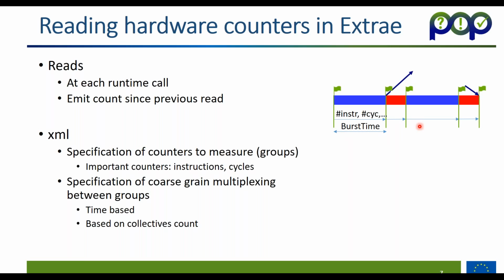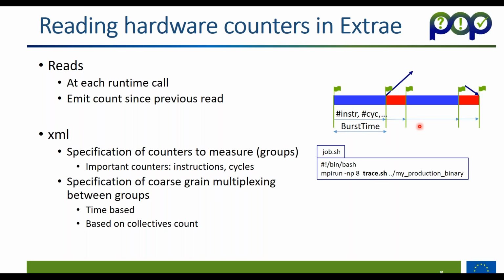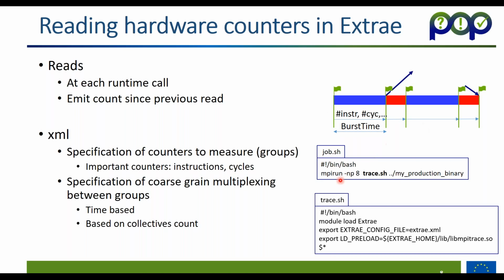The specific hardware counters that are read are controlled by an XML file. The instrumentation mechanism is activated by modifying what would be your typical submission scripts, where you would do an MPI run with a binary and maybe arguments, by introducing this small shell script here, where you can specify first the configuration file that will determine which hardware counters are read. And second, we set up the dynamic interception mechanism for the runtime calls to be intercepted by the instrumentation library.